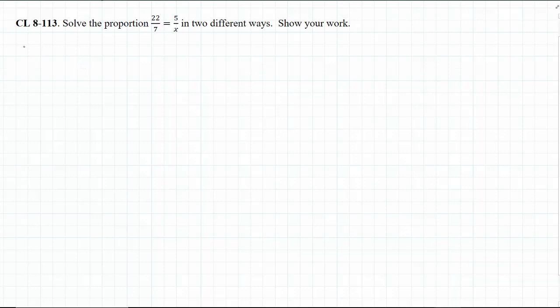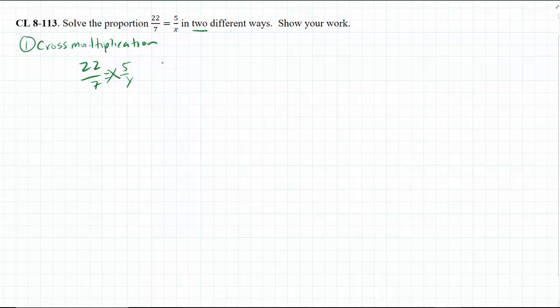Okay. For 8-113, we need to solve the proportion in at least two different ways, and we need to show our work. So the most popular way I noticed you guys using was the cross multiplication. Okay, so we'll go ahead and do that method first. Okay, cross multiplication equals 5 over x. We just kind of multiply diagonally.